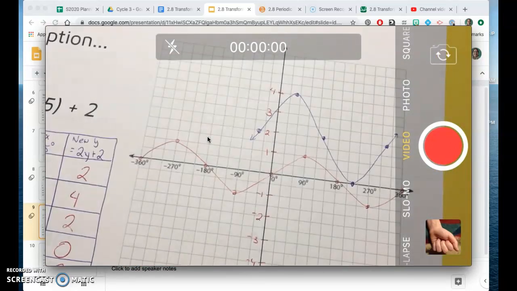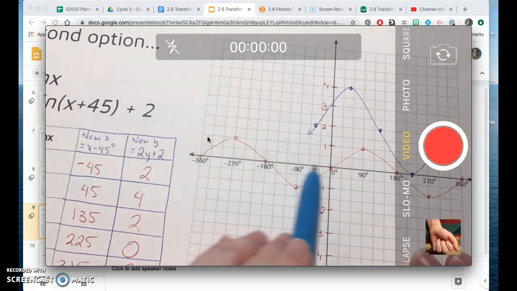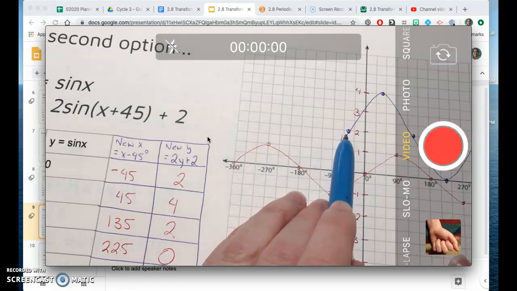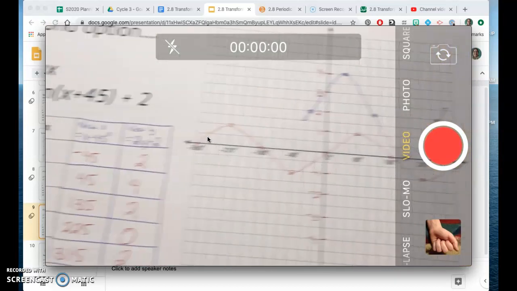There is another way of doing it, if you've seen it, where you work with the point and you subtract 45, so you go to the 45, then you multiply the y value by 2, so 0 times 2 is 0, so it stays there, and now you add 2 and you plot it there. If you know that way too, that's totally fine. Any way is completely fine by me, as long as you're getting the right graph.